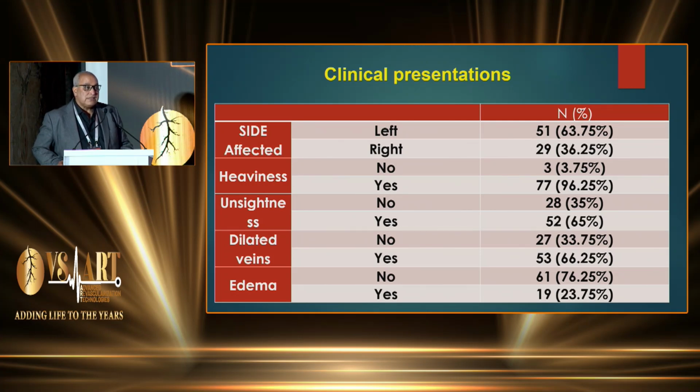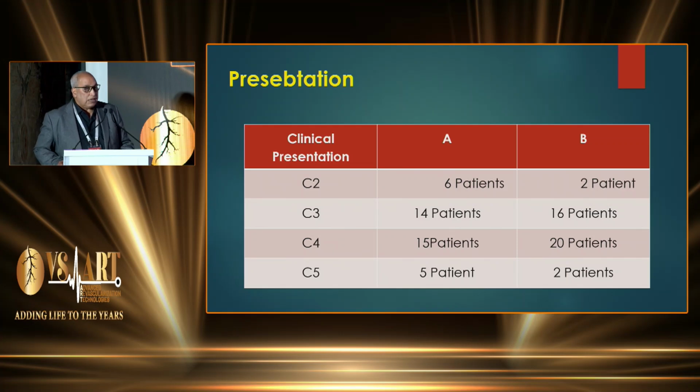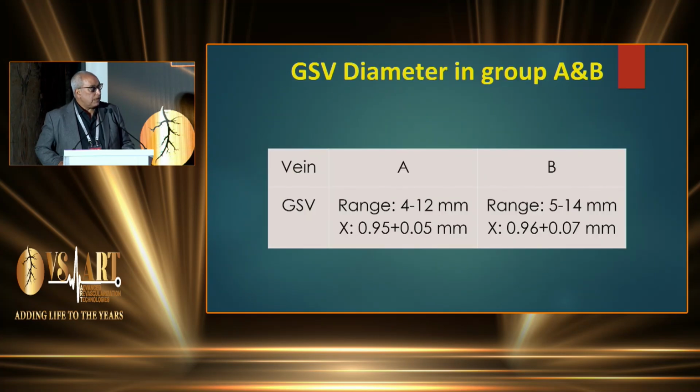As you noticed, the unsightliness was not the main complaint of our patients. The main complaint was heaviness and dilated veins. Of course, edema represents 60% of the patients, and unsightliness represents about 65% of our group. The main part of our patients lies in C3 and 4. The vessel diameter was about 0.95 and 0.96 in groups A and B, with no significant difference between patients in both groups.